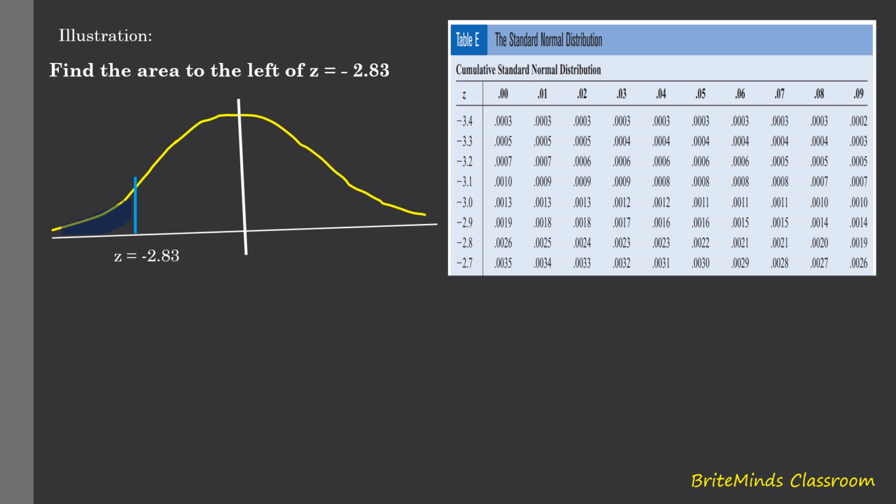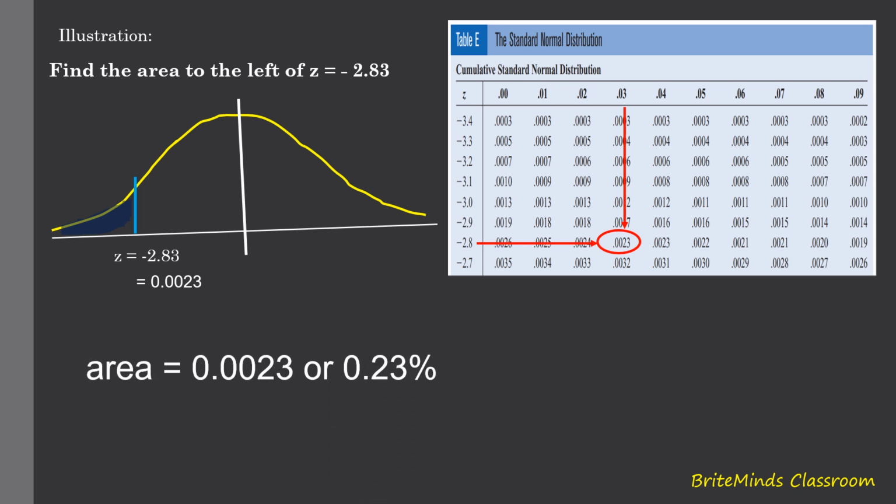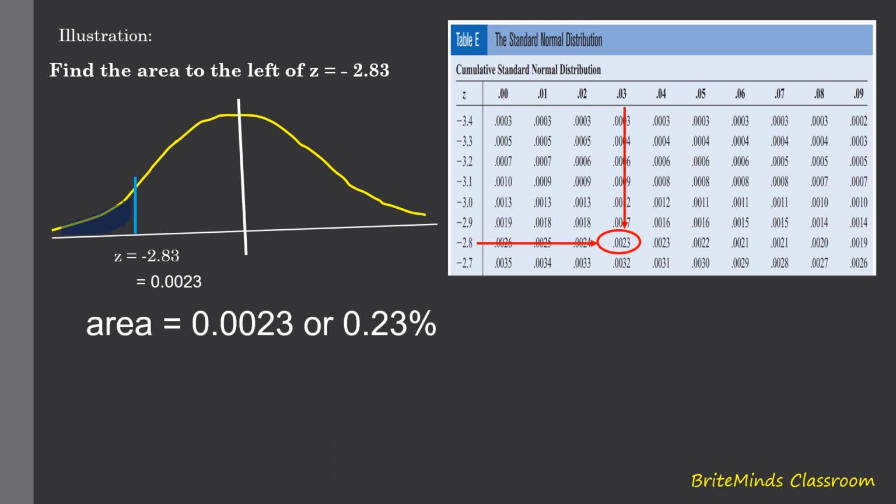The value of negative 2.83 is 0.0023, and according to the procedure table, the value is the area. So our area is 0.0023 or 0.23%. So the shaded area is 0.23%.